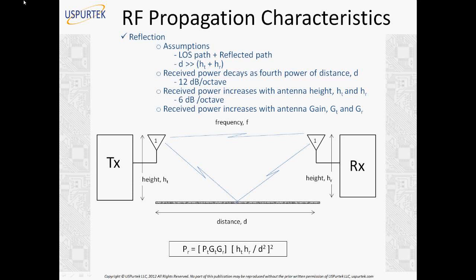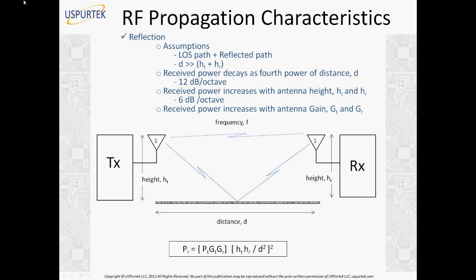Now, in this case, the received power decays as the fourth power of distance. There is more loss here because we have a reflected signal also, which is cancelling out the line of sight signal. So it is 12 dB per octave. What that means is that if you double the distance, there is an additional 12 dB loss in power.